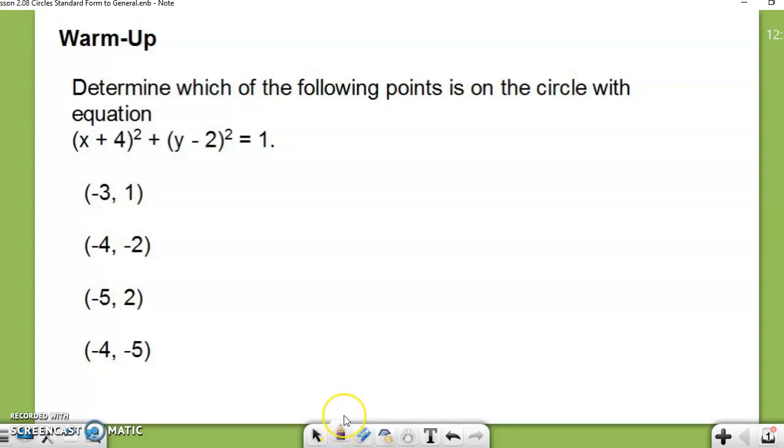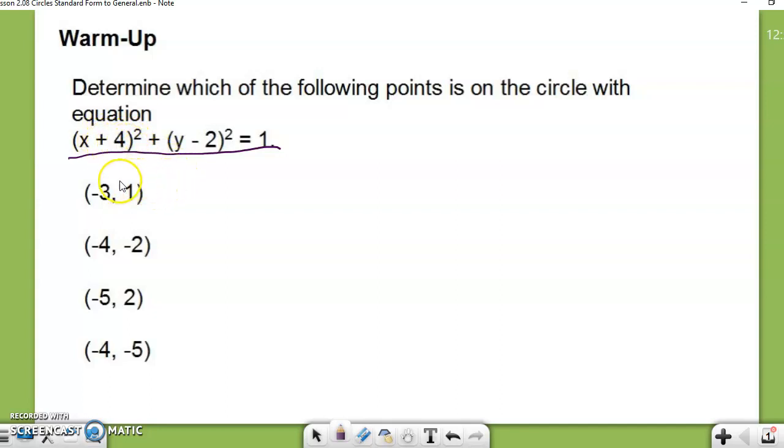Hey guys, today we're going to talk about points on a circle and converting to the general equation of a circle from standard form, which we've already done. So first of all, you have here a circle equation in standard form. Remember that it's x minus a number, so this would be x minus a -4 to make this a +4.